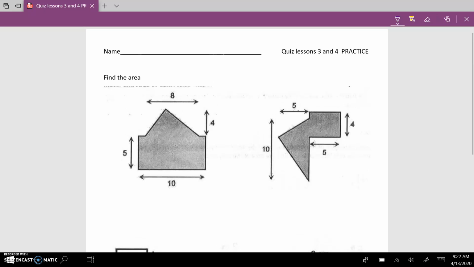Alright, so some things to remember: to find the area of a square or a rectangle, the area is length times width, and to find the area of a triangle, that is base times height divided by 2. If I look at the first one, I'm going to have to split this shape into 2. I've got a triangle on the top and a rectangle on the bottom. I'll call the bottom part part A, and my triangle will be part B.